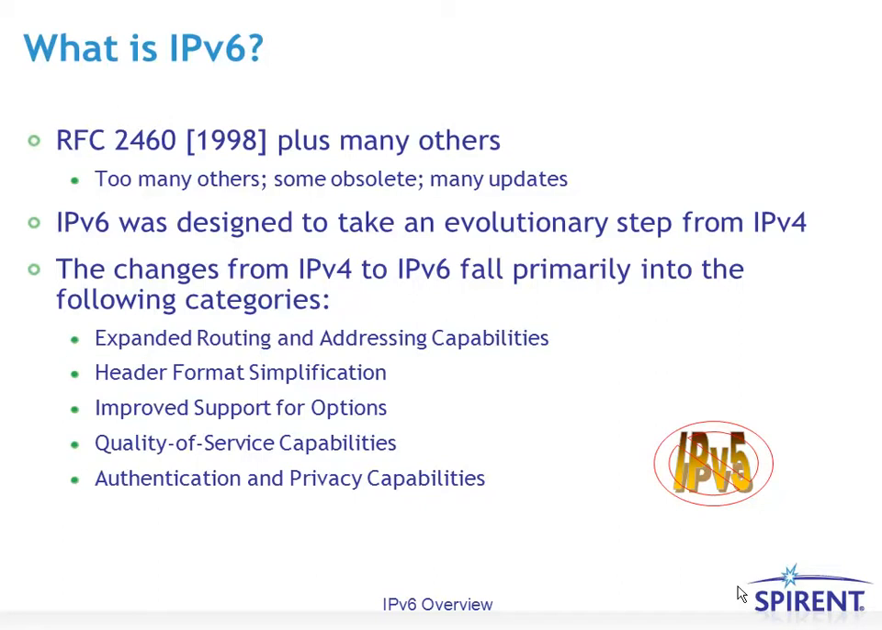The idea was to take all the good things from IPv4, improve upon them, and get rid of all the bad things too. As we'll see throughout the various topics of this presentation, some of the changes, especially expanding routing and addressing, were the biggest reason for conceiving of IPv6. But let's simplify things. Let's improve things. Let's add more things if we can, such as additional quality of service capabilities, authentication, and privacy capabilities.